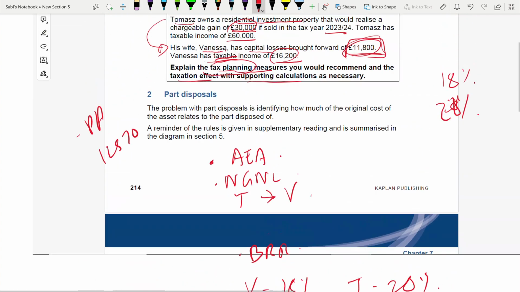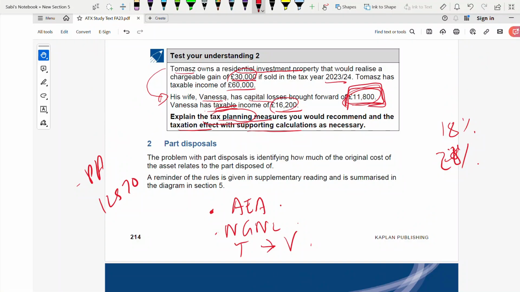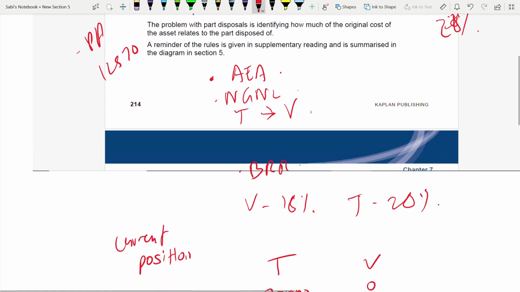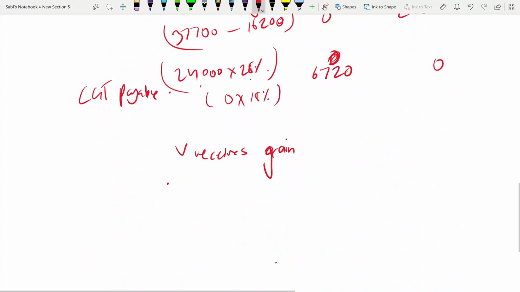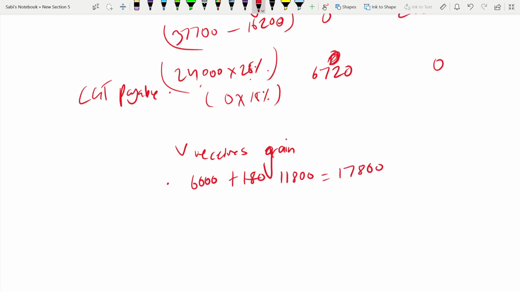See, she has a capital loss of 11,800. That means she has not even utilized her annual exempt amount. That means she can have a gain of 6,000 plus her capital loss 11,800, that means 17,800. This much she can receive as gain and pay no tax, no CGT. Because if she has a gain equal to 17,800, it will be deducted by the annual exempt amount of 6,000 and the capital loss of 11,800, and ultimately CGT would be 0.